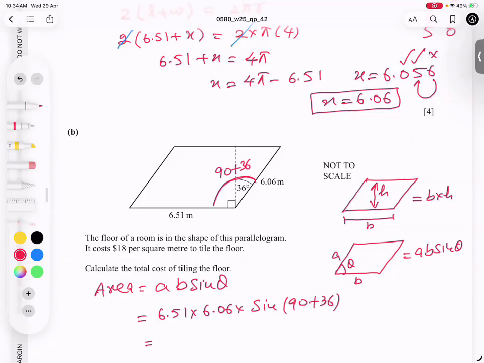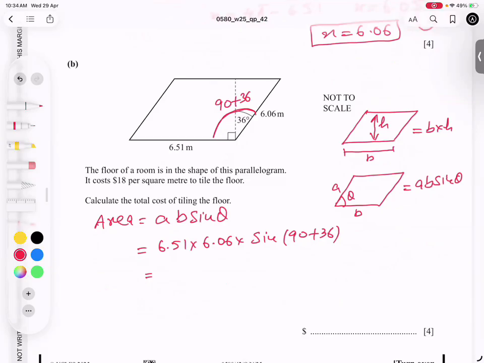So you type it all together, and you will get the area. So 6.51 into 6.06 into sine of 90 plus 36. It is so clear. And we are getting here the area 31.916205. This area we have. But he said the cost of 1 square meter is this one. So this is the square meters, I got it.